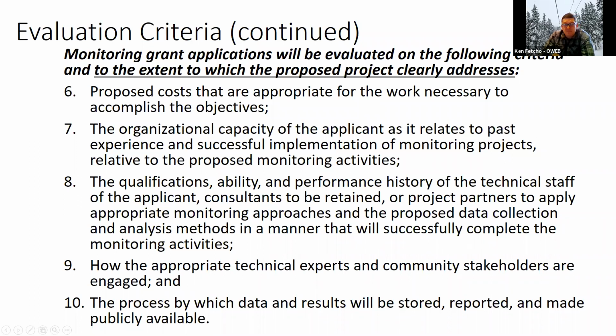So number 7, and 7 and 8 are really around the ability and experience of not only the applicant and the grantee, but also the team that they put together to complete the monitoring project. So number 7, the organizational capacity of the applicant as it relates to past experience and successful implementation of monitoring projects relative to the proposed monitoring activities.